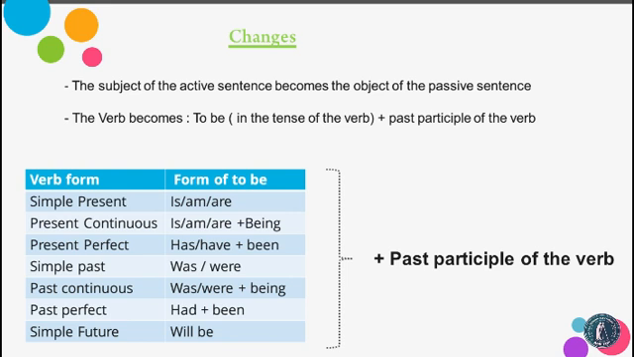For example, if the verb was in the simple present, we will conjugate the verb to be in the simple present, and we add the past participle of the initial verb. Or, if the initial verb was in the present continuous, we conjugate the verb to be in the present continuous, and we add the past participle of the initial verb, and so on.